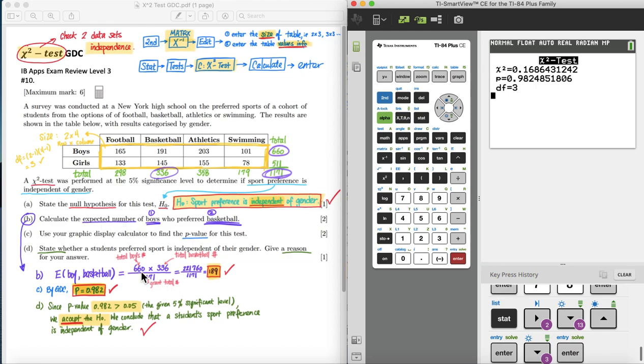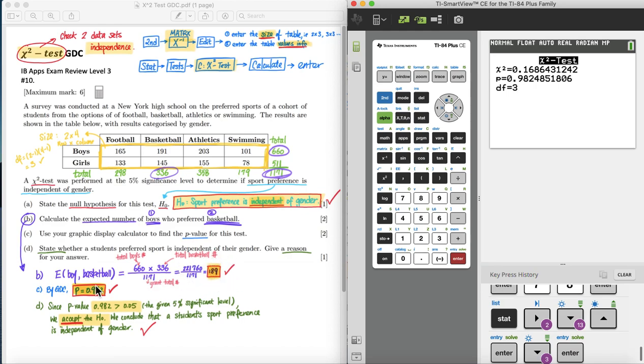To do the expected number, my denominator is the grand total. What special thing do they want me to look for? Boys. So what will be the total number of boys? 660 times, and what is the second thing they want us to focus on? Basketball. The total number of basketball, seeing is believing, is 336. You multiply those together and divide by the grand total, and that's how we get the expected number.